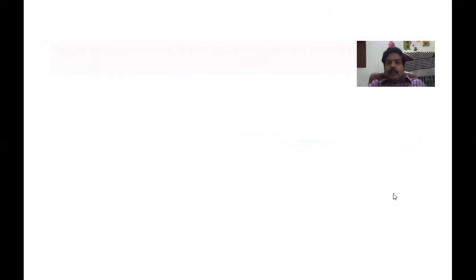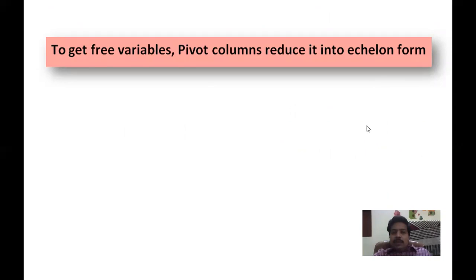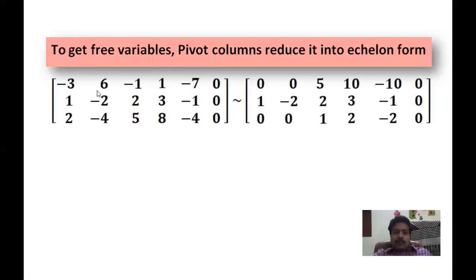And now we need to reduce it into echelon form. So to get free variables and pivot columns, we need to reduce the matrix A into echelon form. So this is matrix AO. In this, we are making these entries in the column 0. Since it is already 1, I am using this one to make this 0. So R1 goes to R1 plus 3R2.